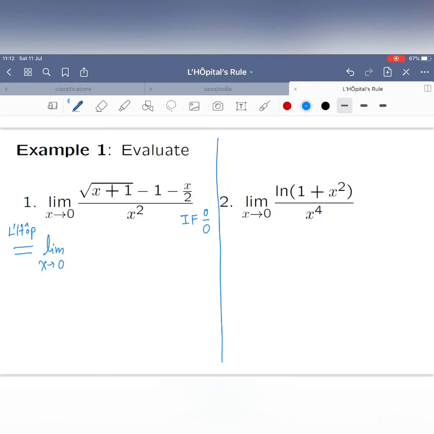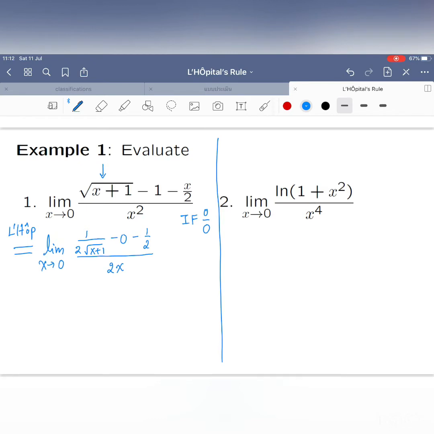So as x goes to 0, this fraction goes to 0 over 0, right? So we can simply apply L'Hopital once. You take the derivative separately. The derivative of the one on the top becomes 1 over 2 square root of x plus 1. You know how to find the derivative of a square root, right? And of course the derivative of 1 is 0, and the derivative of x over 2 is 1 over 2, and the bottom is 2x.